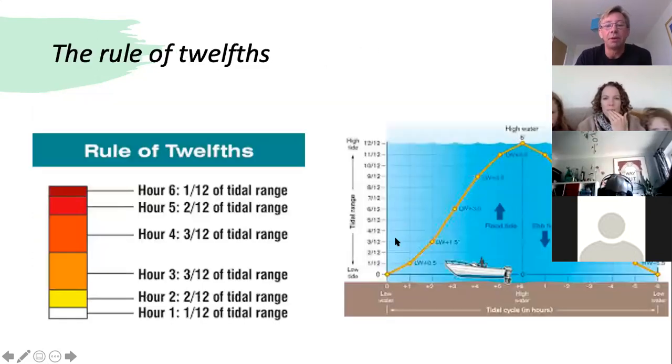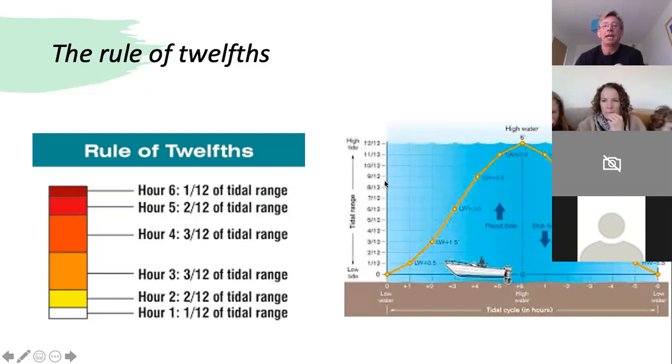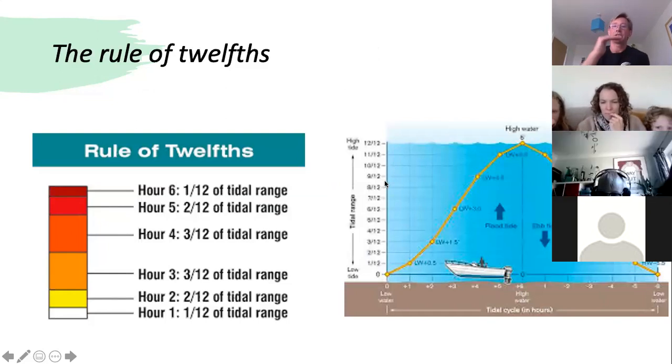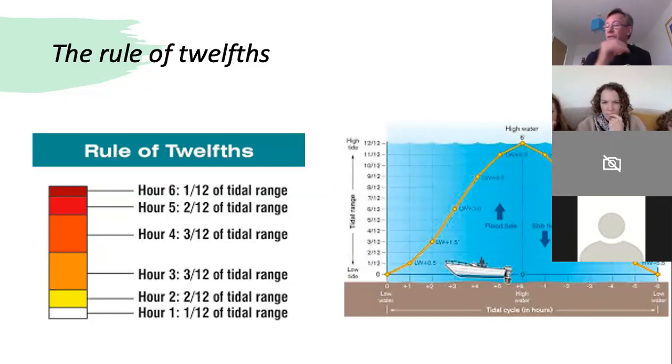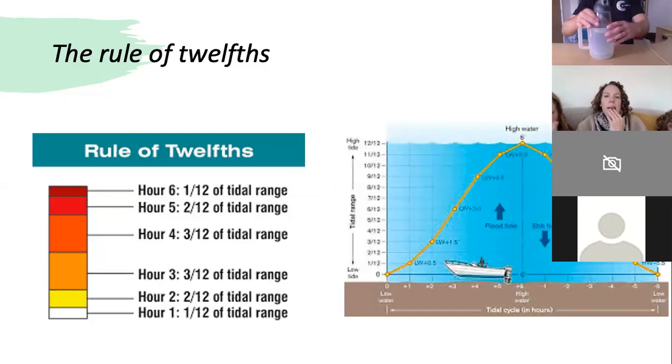Now this tidal movement that comes up and goes down, the tide doesn't come in and go out at an even speed. It actually changes speed all the way through the tide. And I've got something here that I'm going to show you to try and help to explain that. And we use what we call the rule of twelfths to understand this tidal movement.